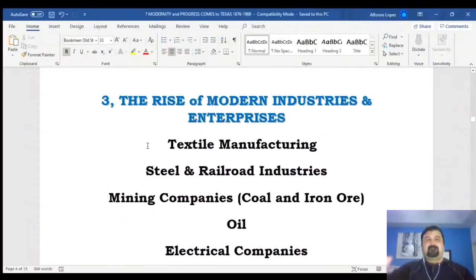Now, in this session, we're going to cover some additional features of modernity. In other words, what also entailed for societies to modernize. What does it mean to modernize? So let's turn to our slide now and look at the rise of modern industries and enterprises.